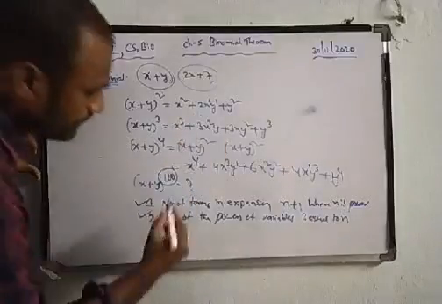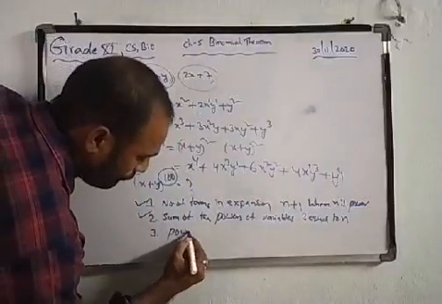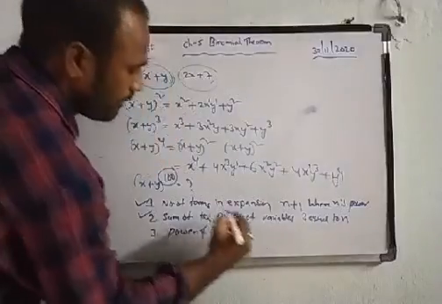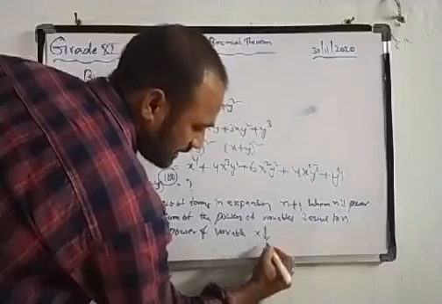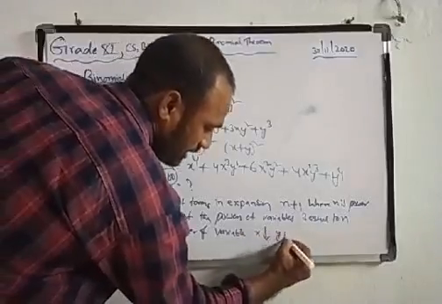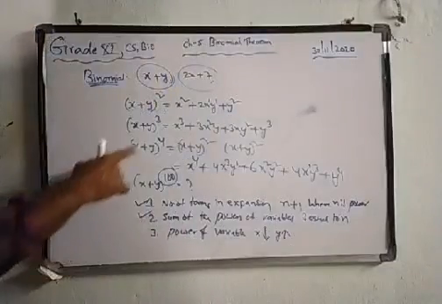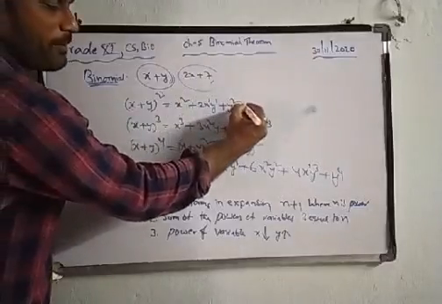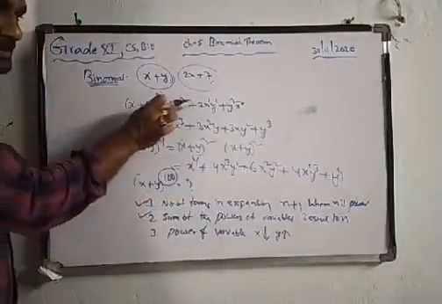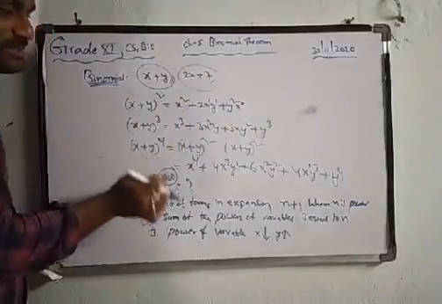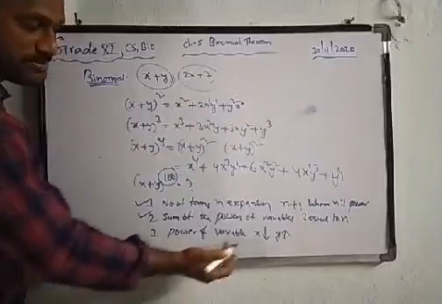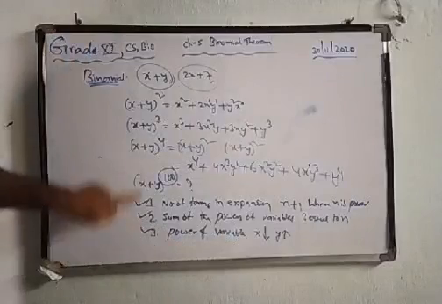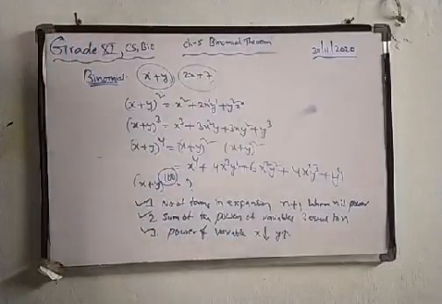The next point is that the power of variable x decreases, and the power of y increases. If you observe here, the x power is 2, here 1, and here no power, which means x to the power of 0. So the x power keeps decreasing in the expansion, and the y power keeps increasing. So these are the three points that are going to be included in our binomial expansion.